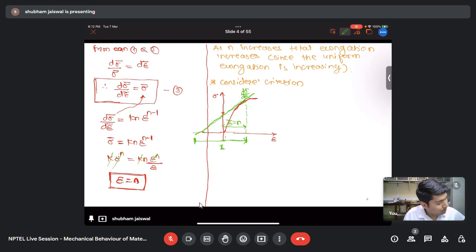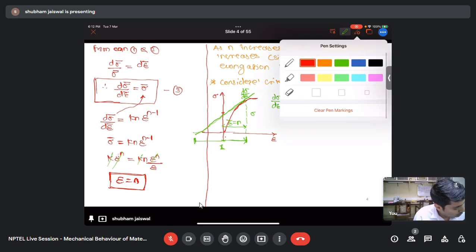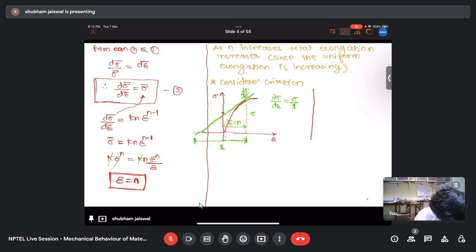So this is the value of sigma. So if we geometrically represent it, what we will get is d sigma upon d epsilon equal to sigma upon 1. And if you plot the true stress and its slope together, we will see something like this. Let's say this is true stress.